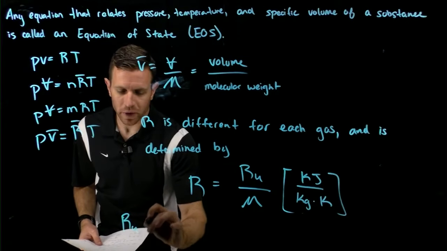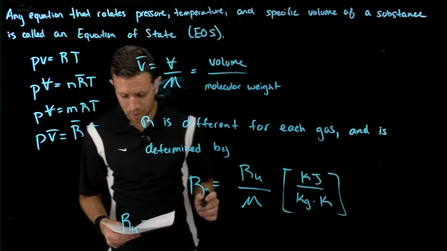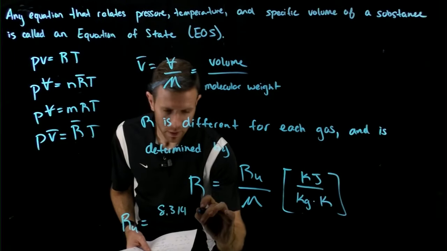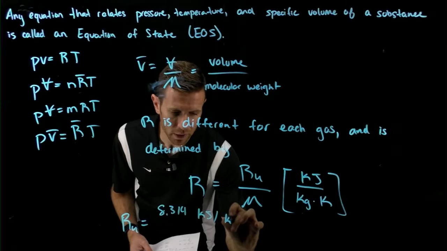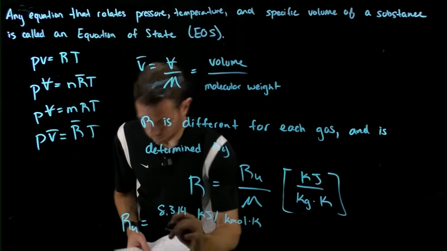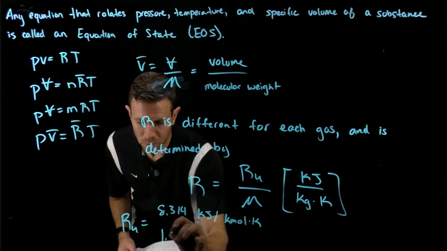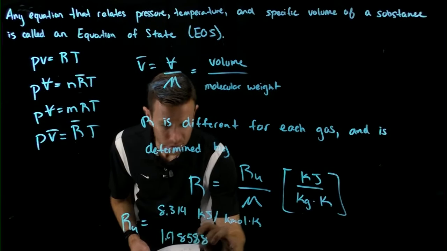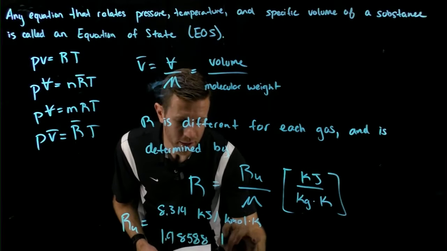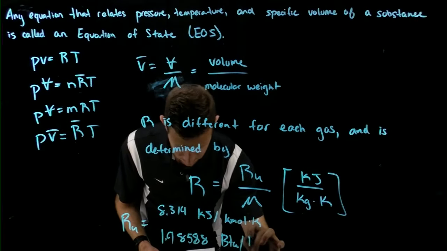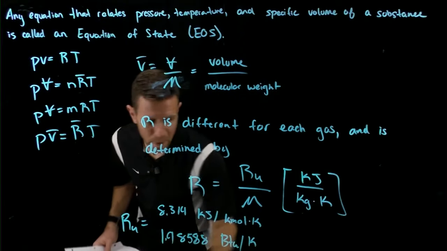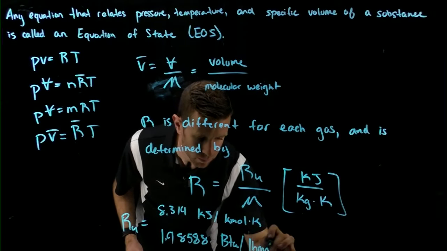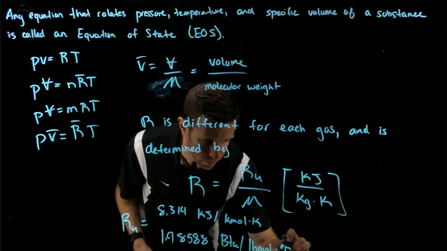So the value of the universal gas constant, Ru, you may remember from chemistry, is 8.314 kilojoules per kilomole Kelvin. And in English units, it is 1.98588, a value that I do not have memorized, and that's BTUs per pound mole times degree Rankine.